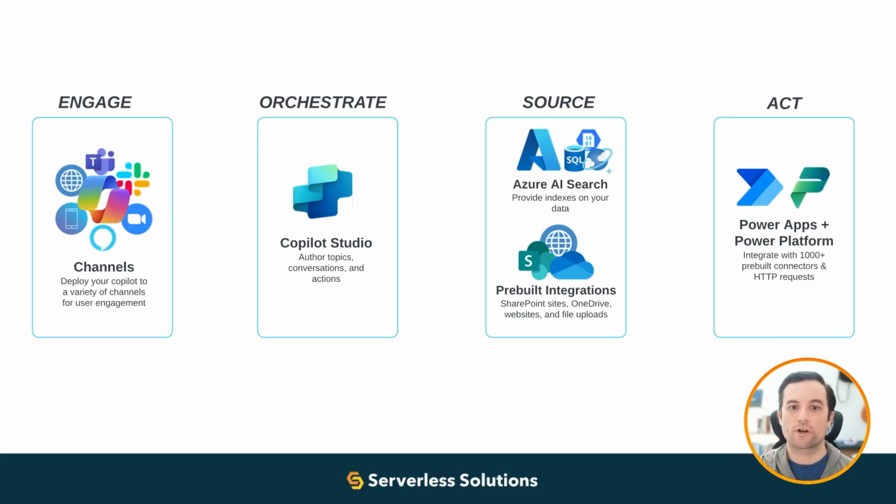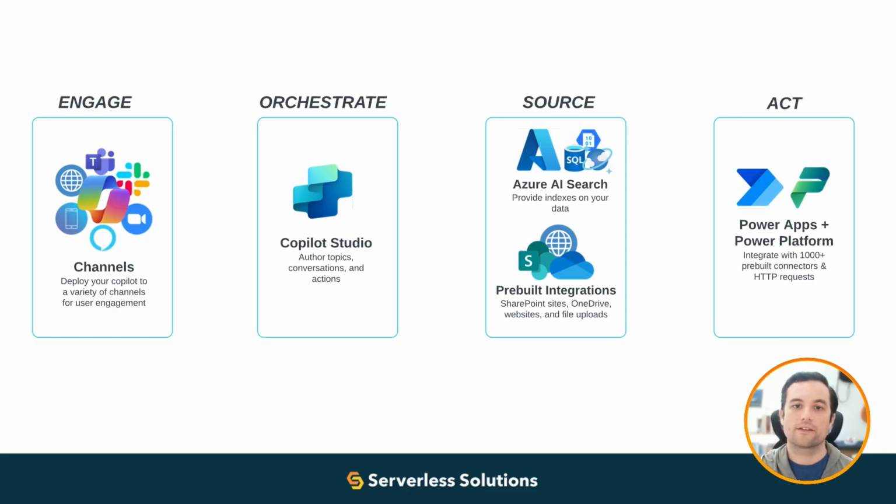Act. What will your Copilot do other than return generative answers? Will you integrate with ServiceNow to view and manage tickets? Make changes to SharePoint items? You can even call external APIs to get real-time information to enrich your user's experience, like getting the current weather or stats for their favorite Pokemon. With Power Platform, you have over 1,000 pre-built connections to help you take real-life actions based on conversations with your bot.